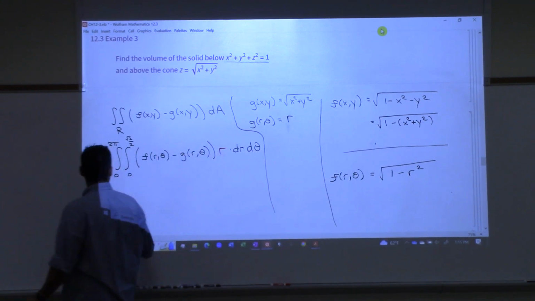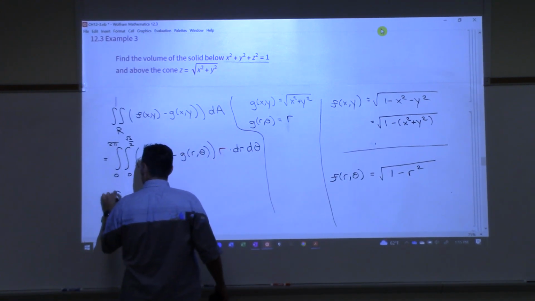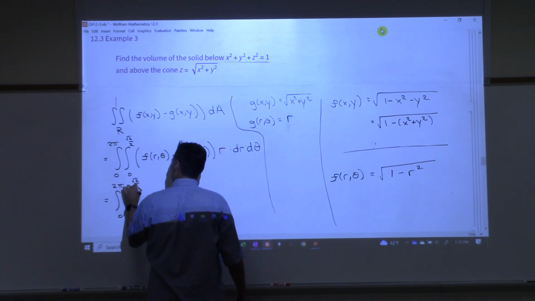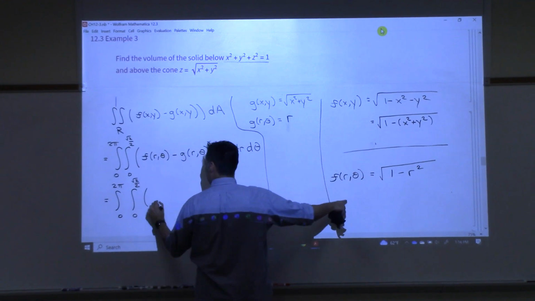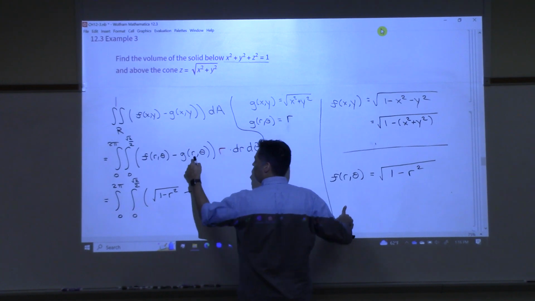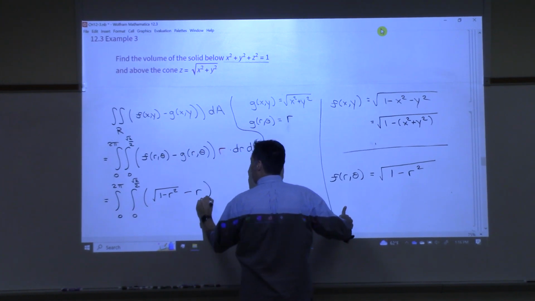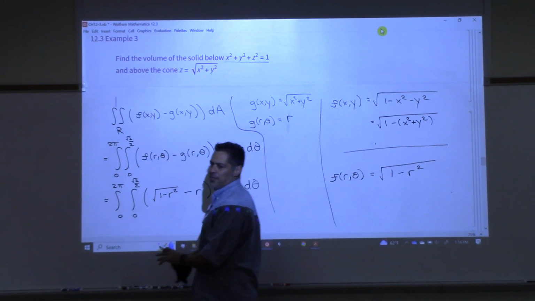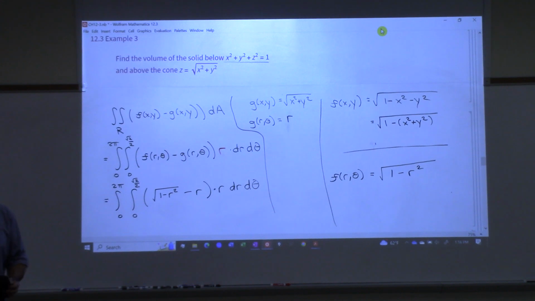All right, let's go in here, and then we'll set it up and almost be done. Integral 0 to root 2 over 2. And now f of r theta, which is the square root of 1 minus r squared, and then subtract from that g of r, which is just r, and then don't forget, multiply that by r, and then dr d theta. So that is the integral. That's the double integral that will give us the volume below the sphere of radius 1 and above that cone, on top of that region.